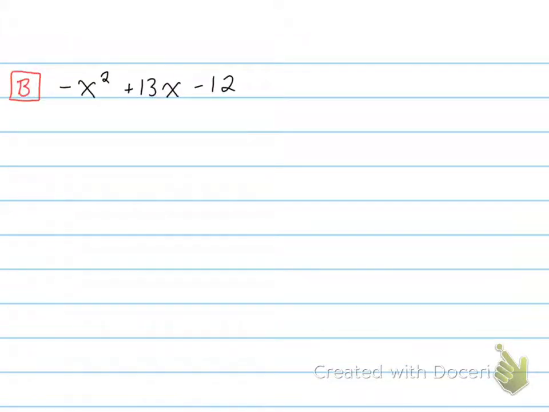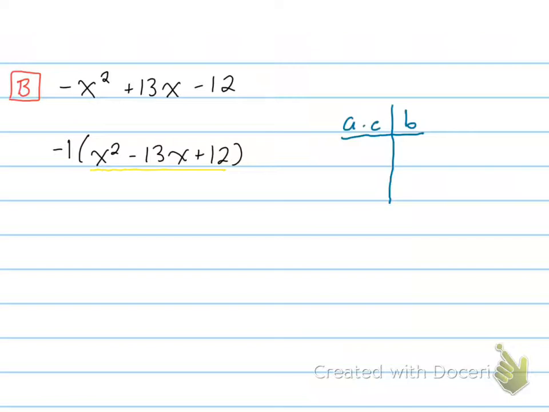In another example here, now I have negative x squared plus 13x minus 12. Sometimes when I see that my leading coefficient is not 1, the first question I'm going to ask myself is, okay, can I pull out a greatest common factor to make that leading coefficient 1? Here, I'm going to pull out my negative 1 and be left with negative 1 times (x squared minus 13x plus 12). Since I was able to do that, now I'm just going to focus on what's inside the parentheses and do the same method.